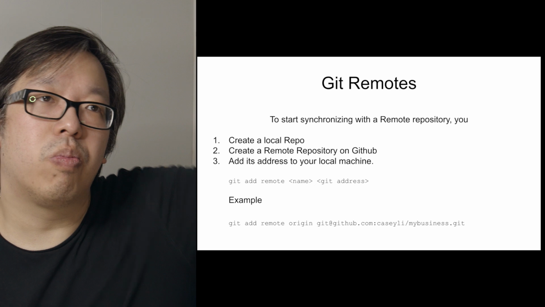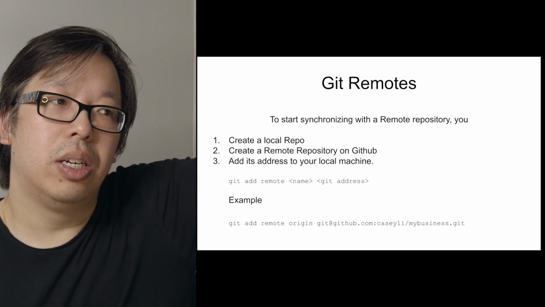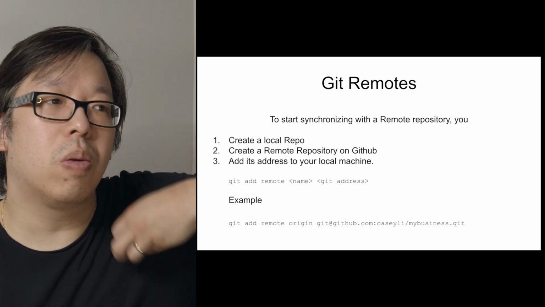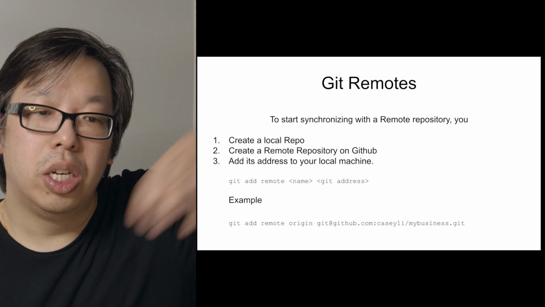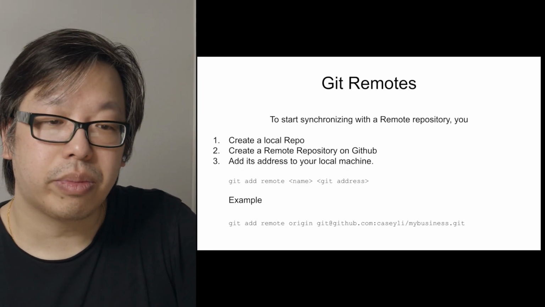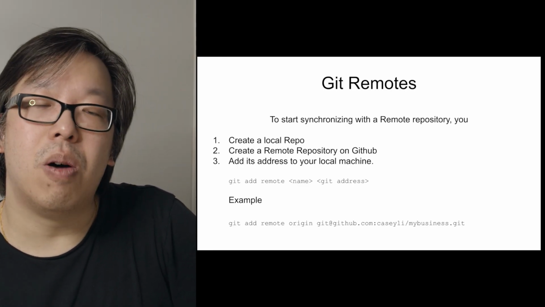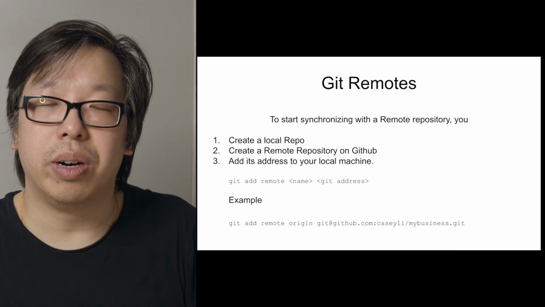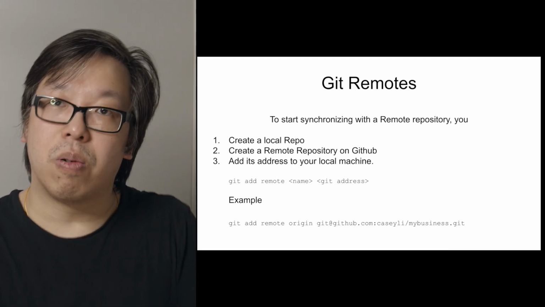That remote repository is sitting out there on the internet, so you need to tell your local repository where it's sitting. The way you do that is you type in git add remote, give it a name, and specify the address. The address will show up on github.com. In fact, when you create a new repository on github.com, it'll show you these instructions. A remote is a remote repository, so this is the command to add one.